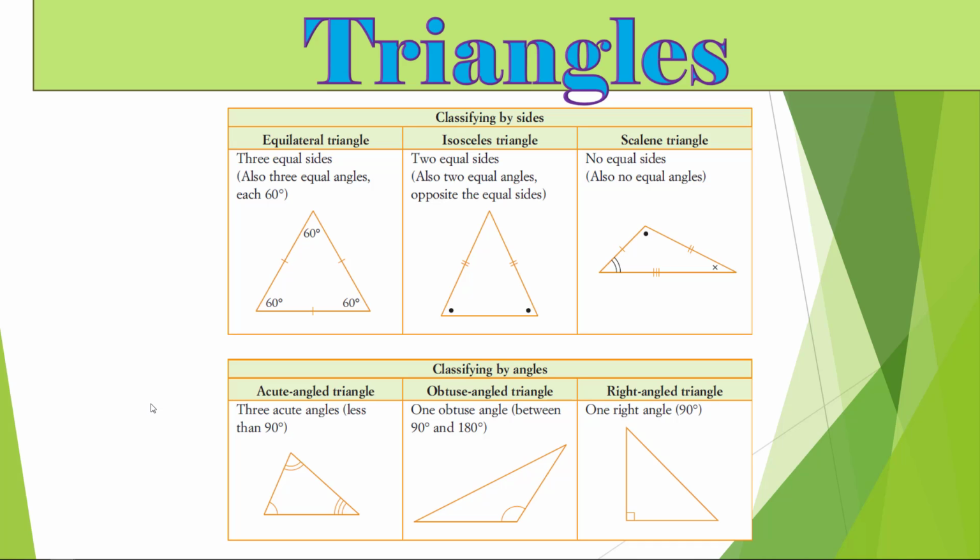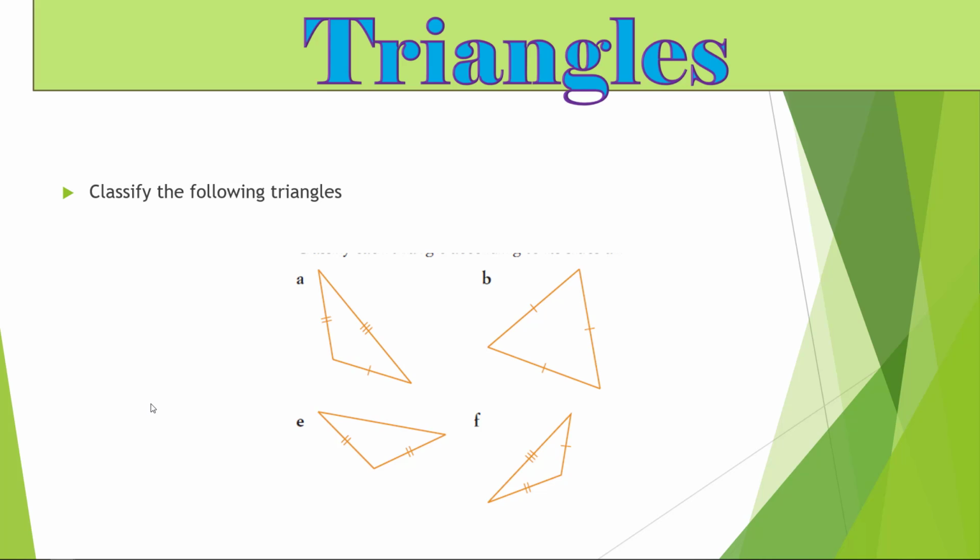So if you can see that all three angles in the triangle are acute, or they're less than 90 degrees, then we would say that's an acute triangle. An obtuse angle triangle has one obtuse angle, and a right angle triangle has one right angle in it. Now, let's try and classify the following triangles.